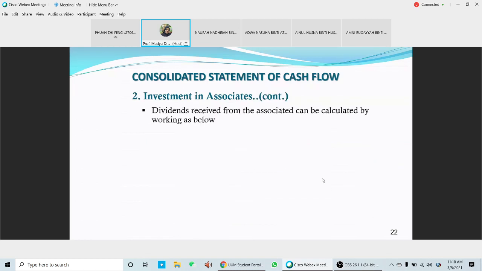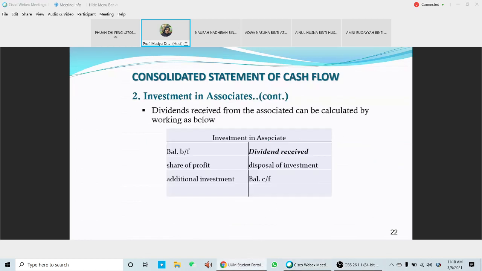So the dividend received from the associate can be calculated as follows. You have the investment in associate brought forward, the share of profit is added, and then if there is any additional investment, plus that, minus the disposal of investment, you're going to have the balance carried forward. So the difference that you're going to have here is the dividend received.